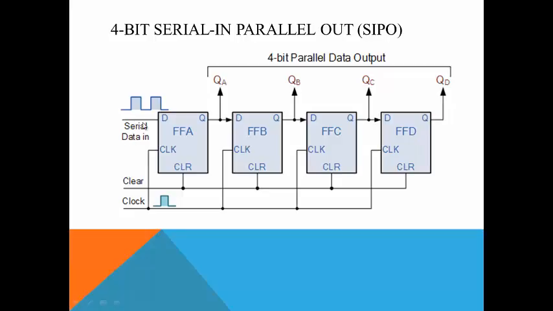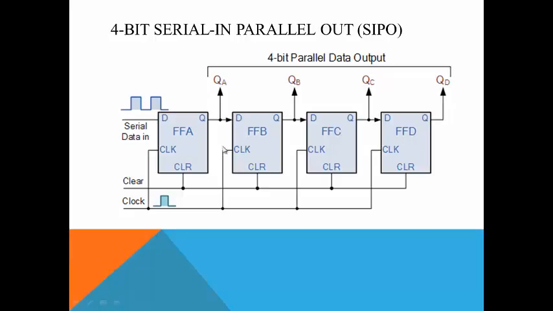And now this serial in parallel out. So this data comes in. Suppose I have 1 0 0 1. In the first clock cycle 1 will come here. In the second clock cycle this 1 will go here and the new 0 will come here, and in the third clock cycle the third bit 0 will come here, this 0 will go here, this 1 will go here, and for the fourth clock cycle a 1 will come here, the 0 here will come here, the 0 here will come here, the 1 which is here will come here.